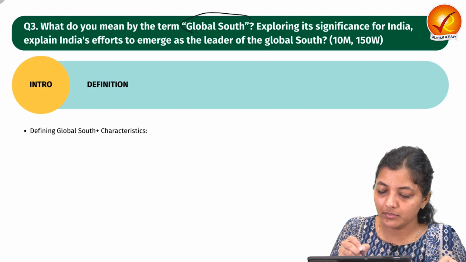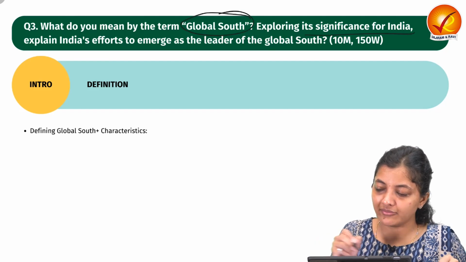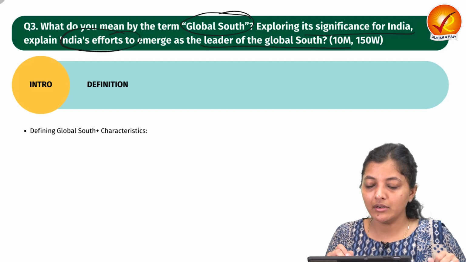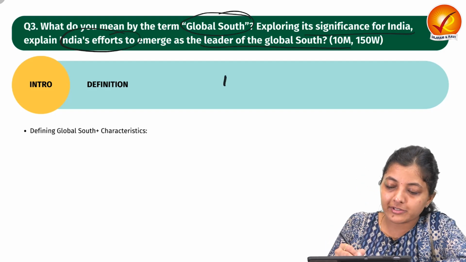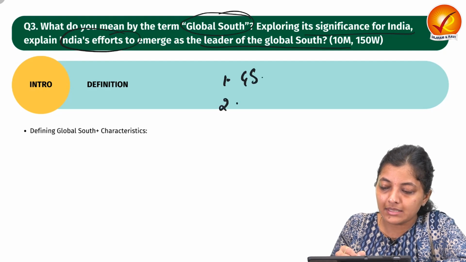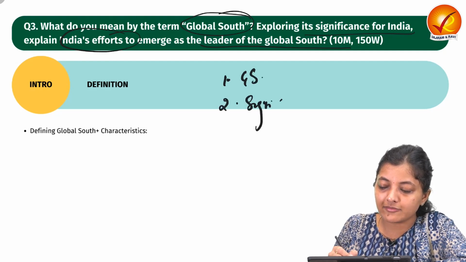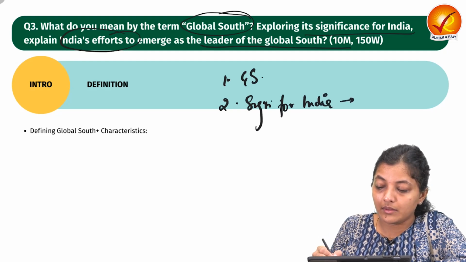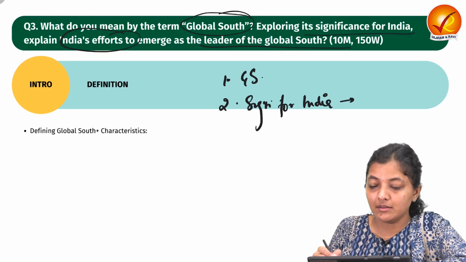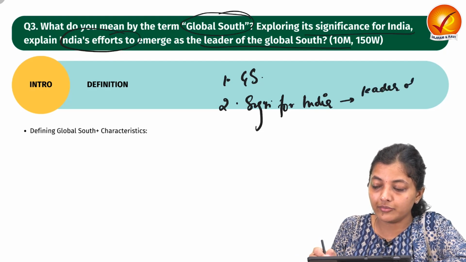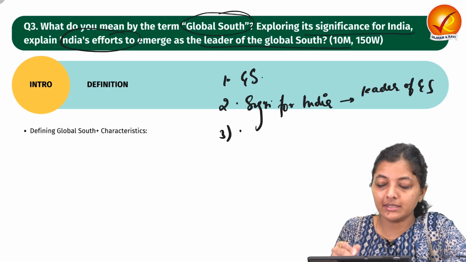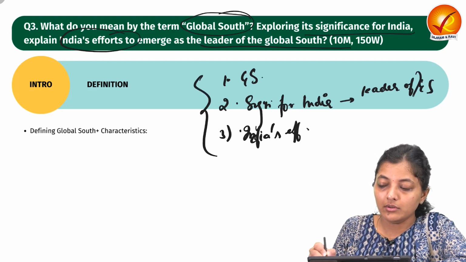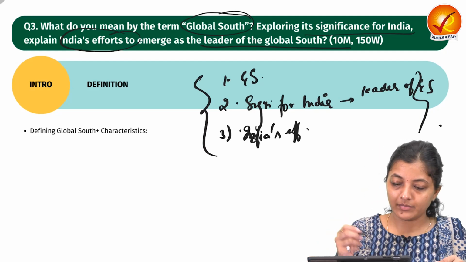What do you mean by the term Global South? Exploring its significance for India, explain India's efforts to emerge as the leader of the Global South. So the first part is Global South. Second is its significance for India when India emerges as a leader of the Global South. And the third is India's efforts in this direction. So the question has three major demands.